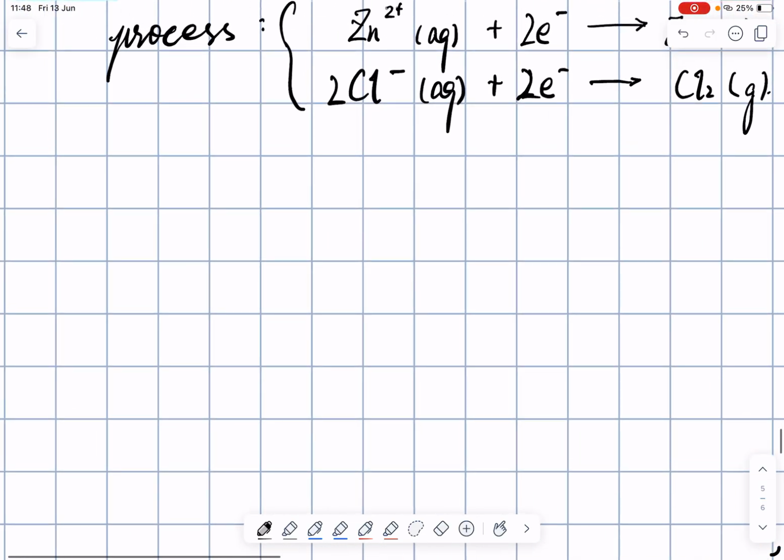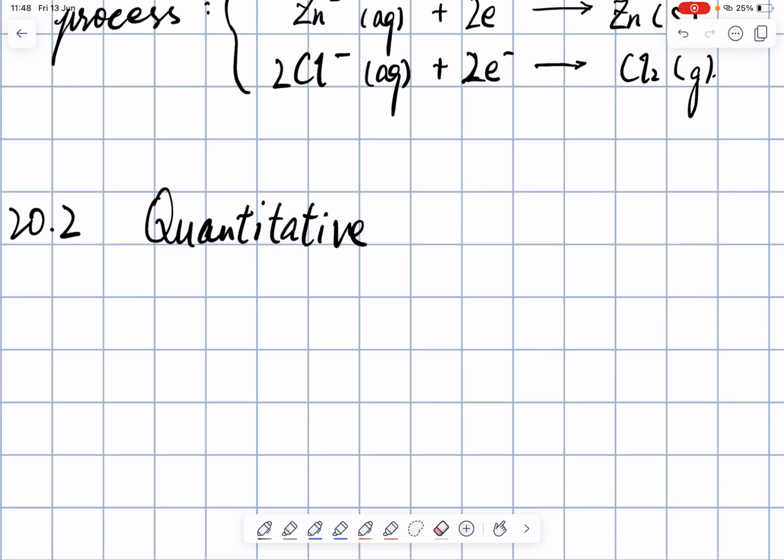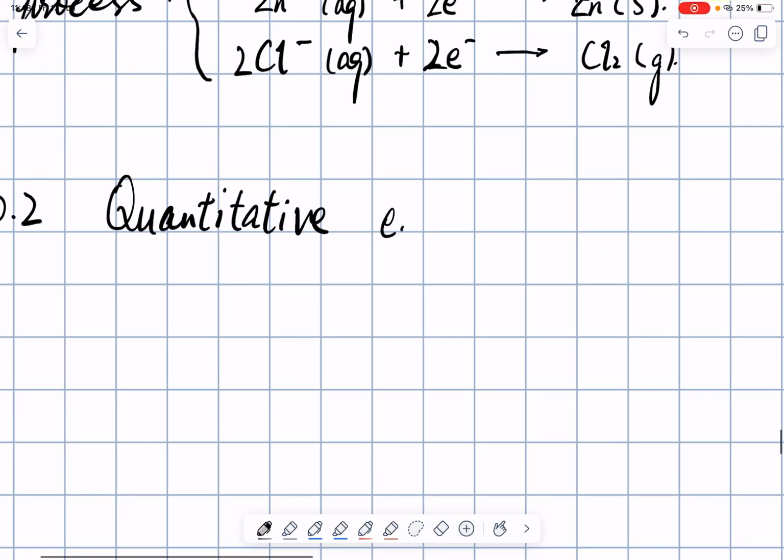Now we are going to have a closer look at the process. So first, what we are going to do is to turn it to quantitative electrolysis. I'm sorry, my pronunciation. We need to know when a certain current is applied for a certain period of time, how many moles or how much mass of the product in each pole of that apparatus we're going to obtain.